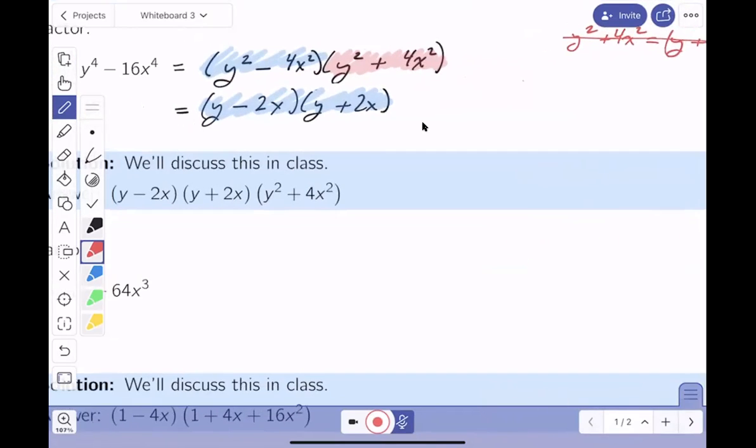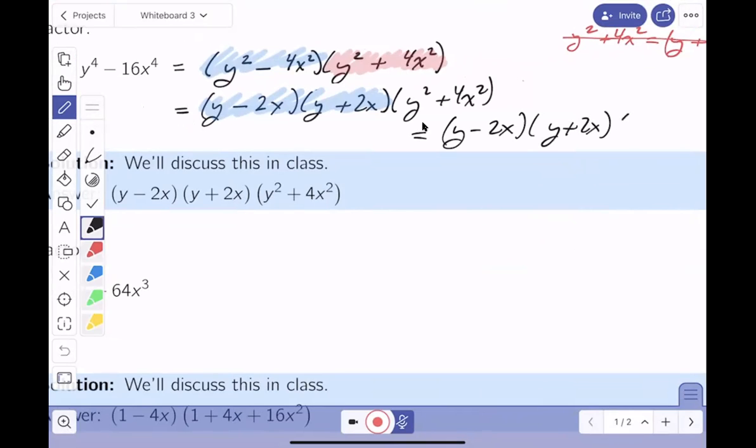So I'll just write that down then. If it's not going to work and I tried all that time, I always put this over here, and I'm going to say I'm done. Let's write this down for you. Y minus 2x, I'll put a box on in a second, y plus 2x, and y squared plus 4x squared.